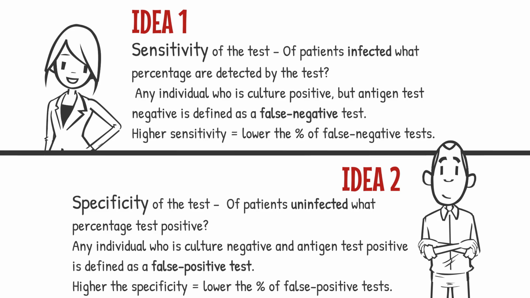Specificity. How accurate is the test? A patient uninfected, how many test positive? If you test 100 individuals who are SARS-CoV-2 culture negative, what percentage will be detected as positive by the antigen test? Any individual who is culture negative and antigen test positive is defined as a false positive test. Higher specificity is preferred. The higher the specificity, the lower the percent of false positive tests. In situations where there is a low probability of disease, antigen tests are at moderate risk of being falsely positive.